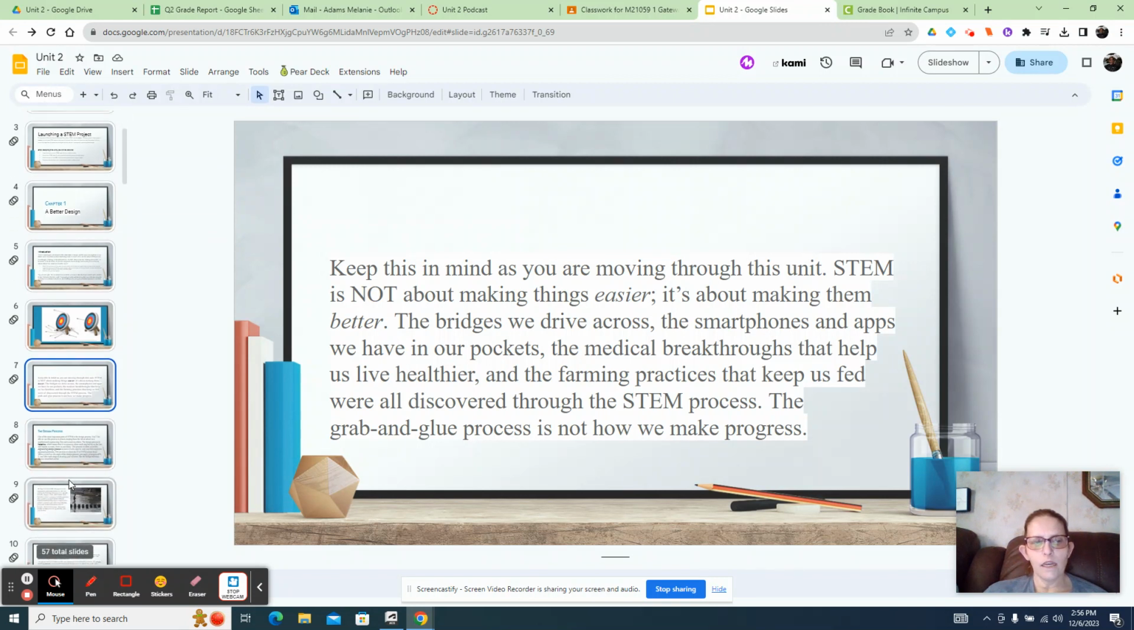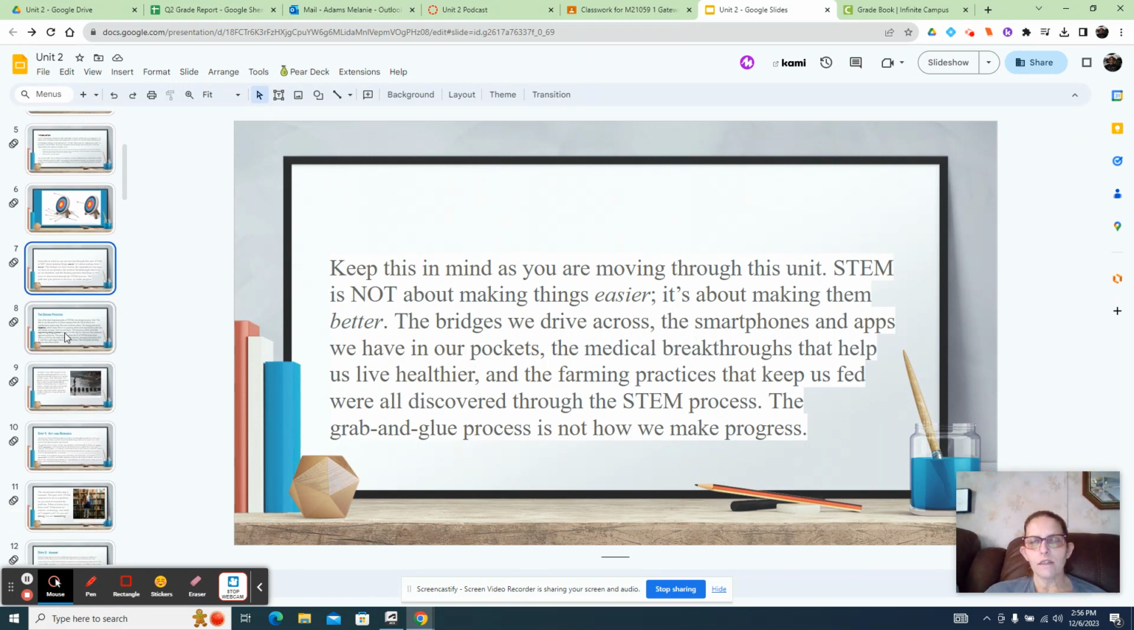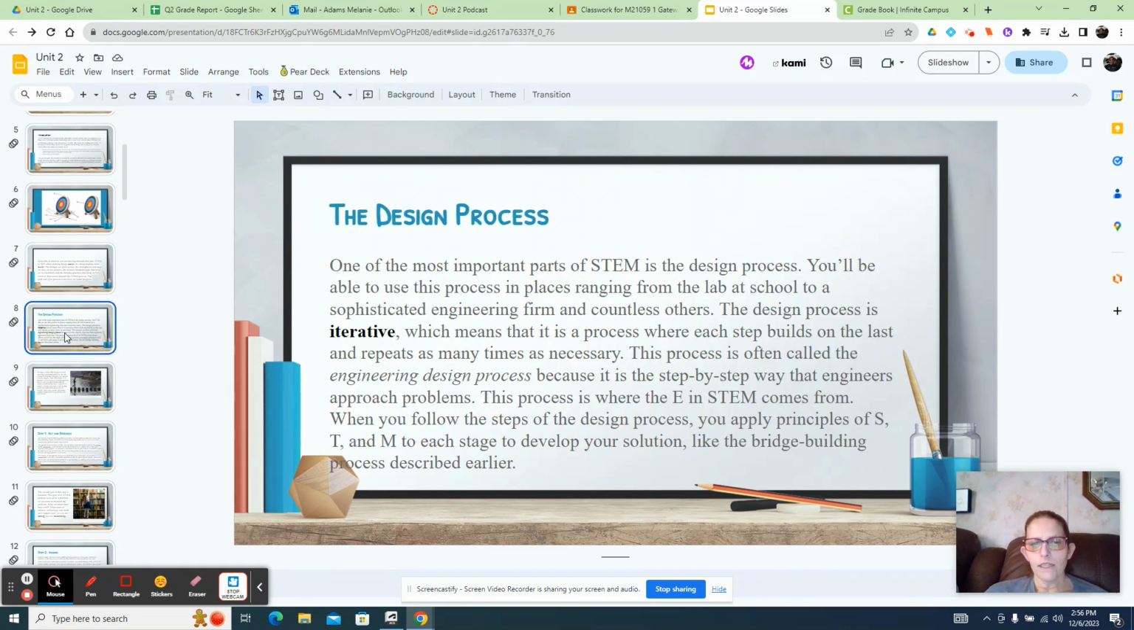When we're fixing those smartphone glitches, when we're fixing these bridges or making medical breakthroughs, we're not just fixing dumb things. We're making things better for the environment, for the world. So the design process is the process that the engineers use, much like what I just discussed with the bridge. It's iterative, which means it kind of flows with what needs to be done.